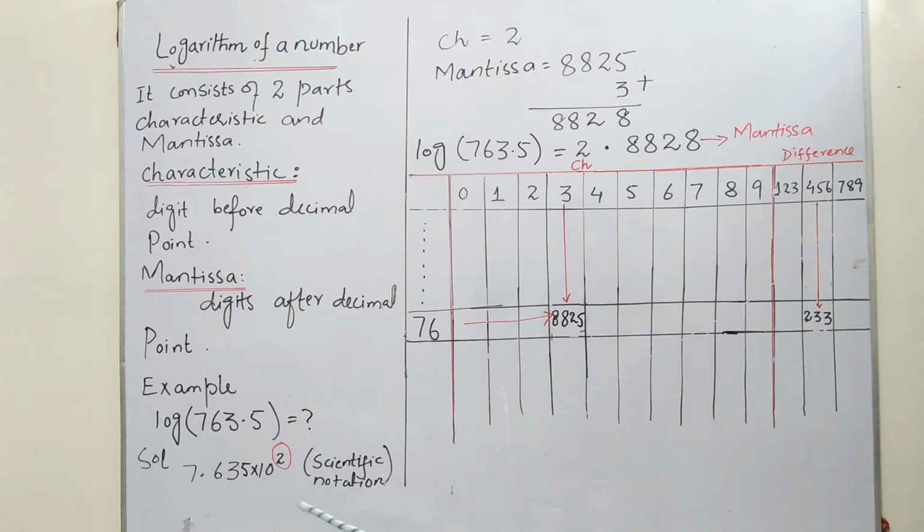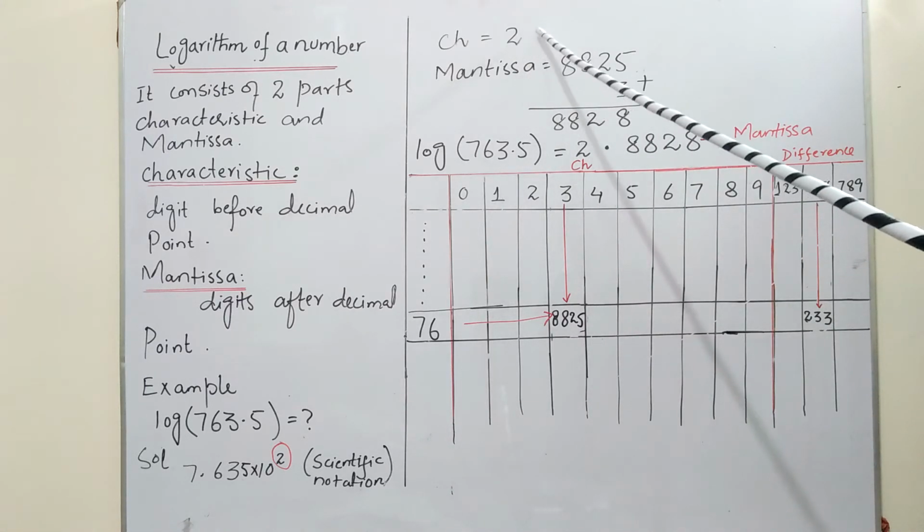Now, to find the characteristic, first write this value in scientific notation. To write this in scientific notation, we move the decimal point to just after the first non-zero digit, that is 7. So it becomes 7.635 multiplied by 10 raised to the power 2. The power in the scientific notation is called the characteristic of the given value. So the characteristic is equal to 2.